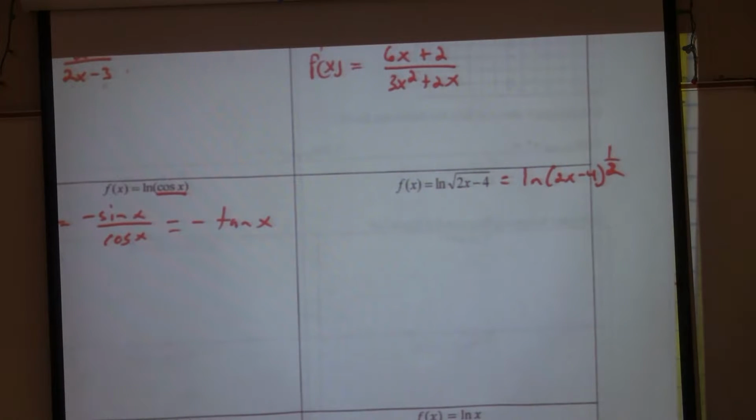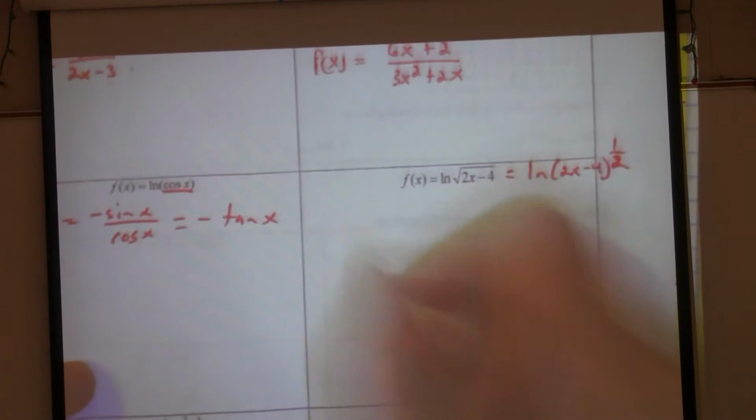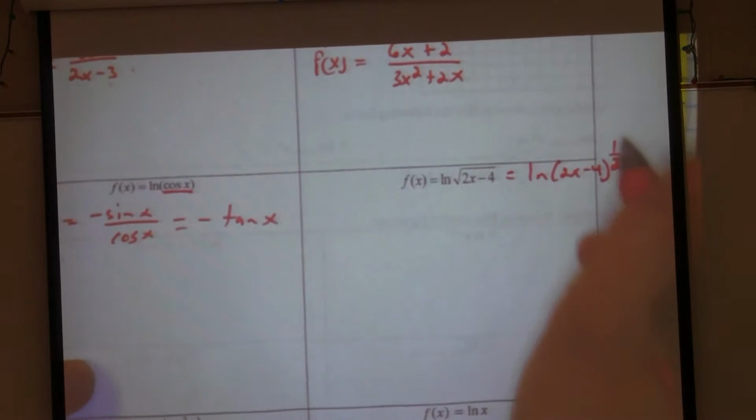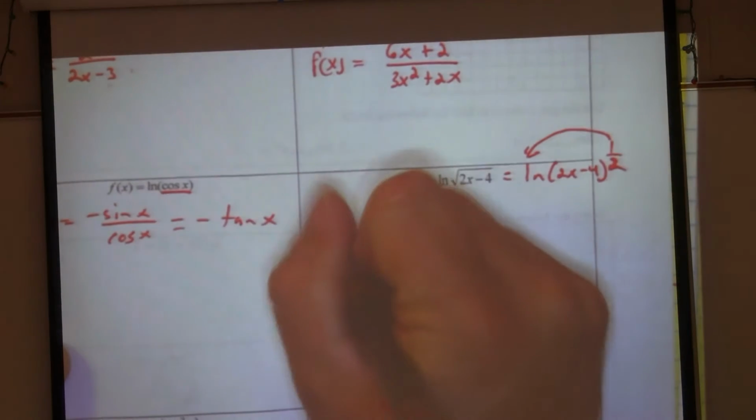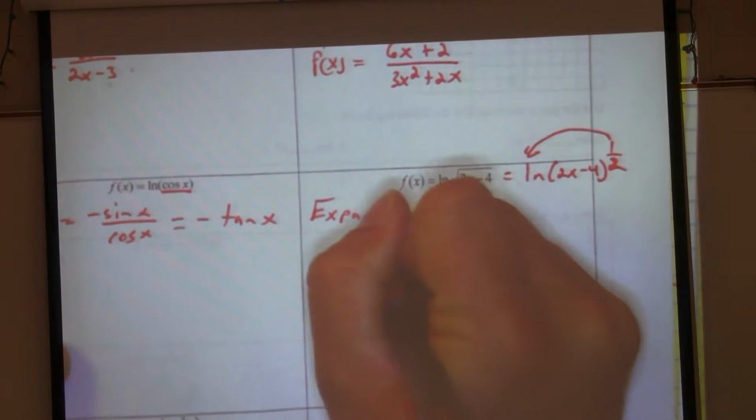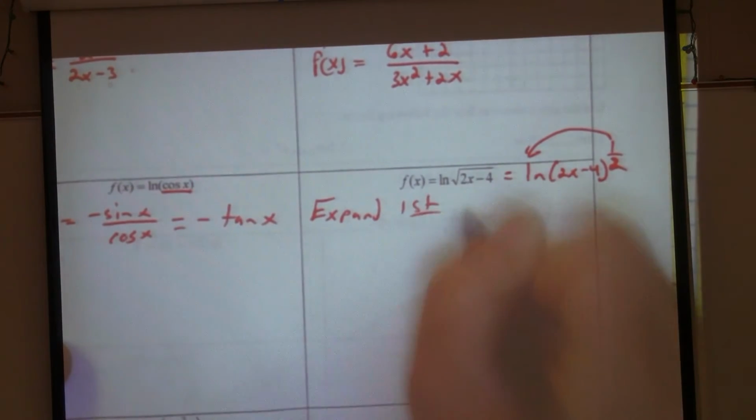Or could we make this problem a little bit easier by maybe expanding it? If I apply the properties of logarithms. So, well, if I applied the properties of logarithms, what would happen to this 1/2? It would go to the front, right? So that would make our life easier if I expanded first.